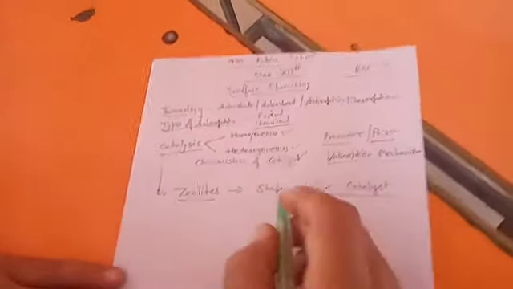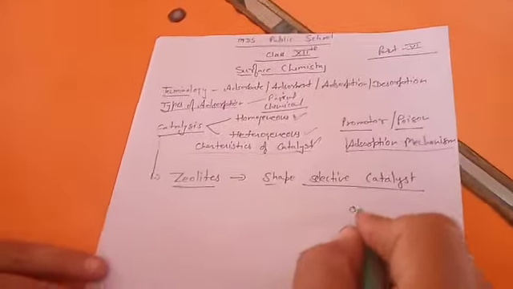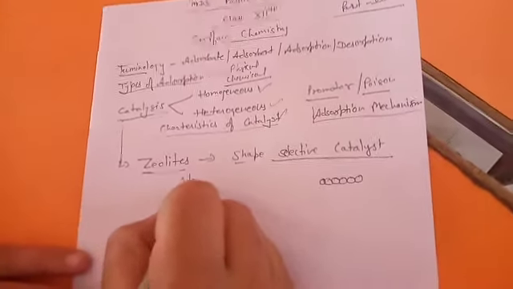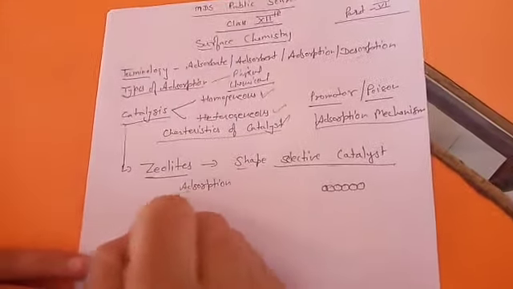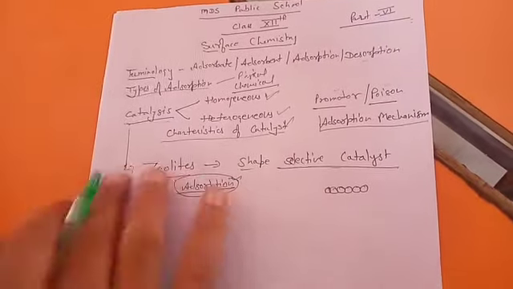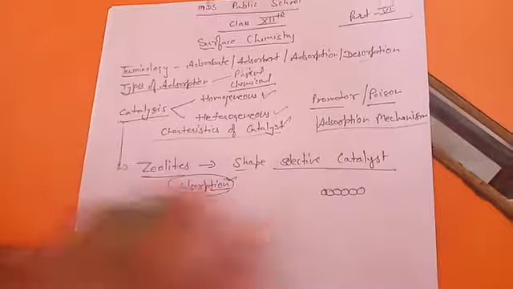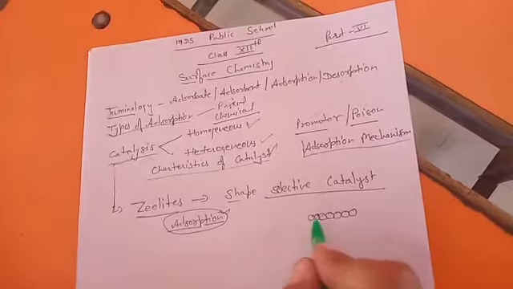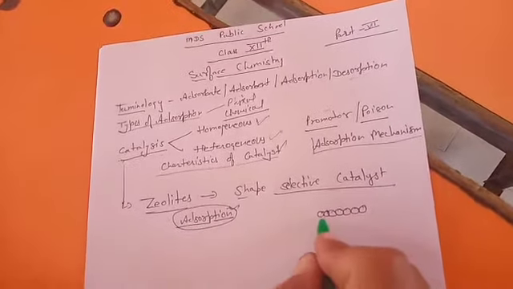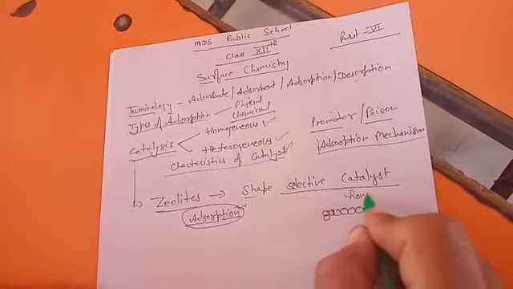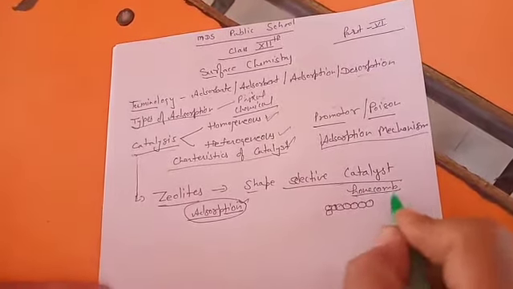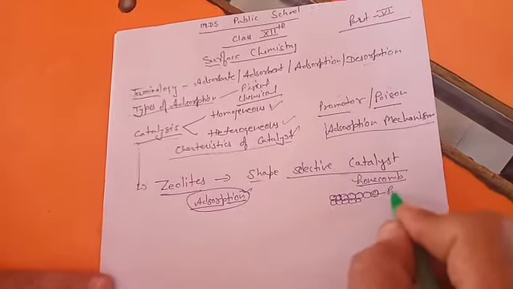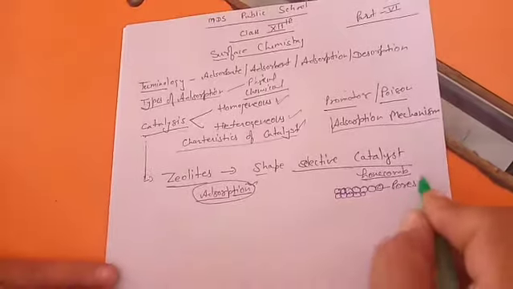Why? Because they depend on size. They act as a catalyst, and the mechanism is explained by the adsorption theory. Its whole principle is based on the adsorption mechanism that we have discussed. What are zeolites actually? They have a honeycomb structure, and inside it there are pores. These are also known as sieves.